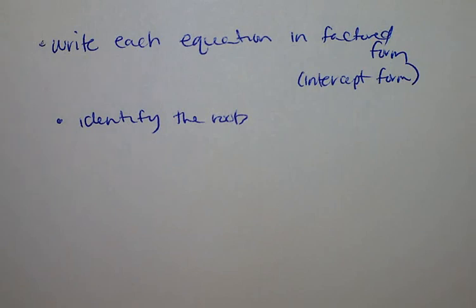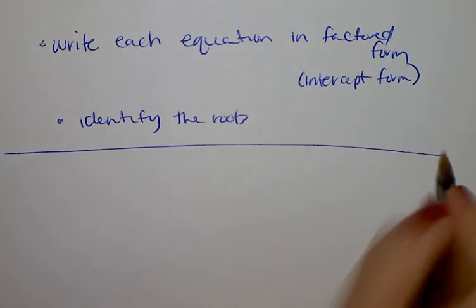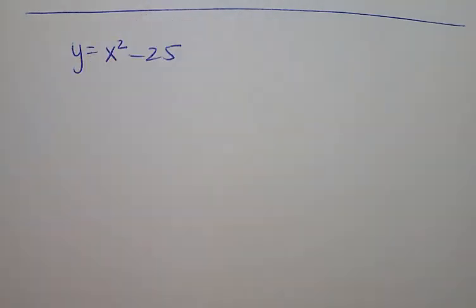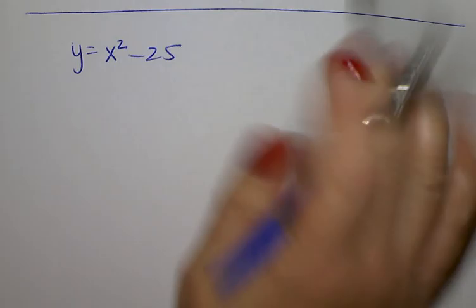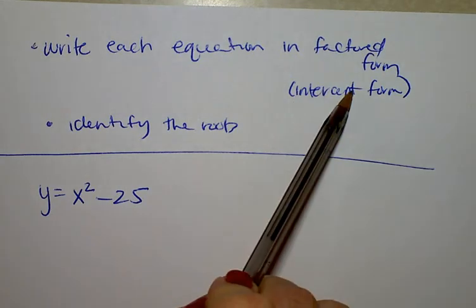All right, let's start with example number 1. We'll start with some easy one. So y equals x squared minus 25. This right now is in standard form. Everything I provide you will start in standard form, and our goal again is to rewrite it in factored form and then identify the roots.